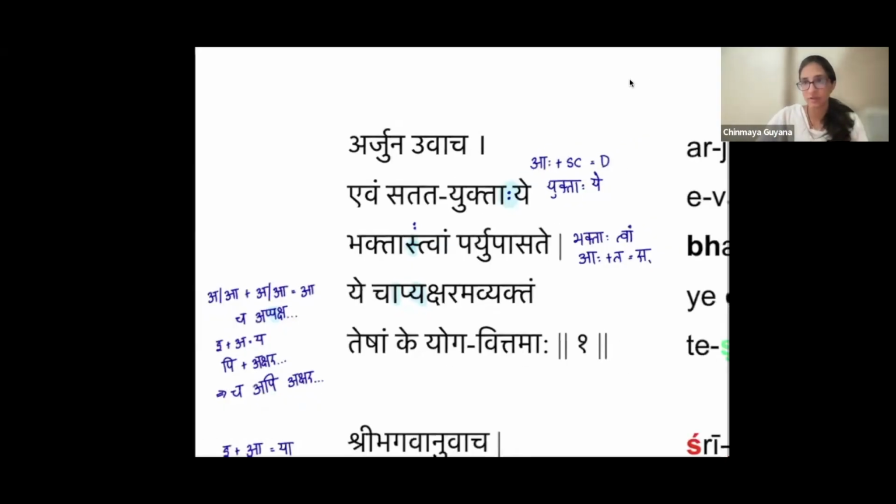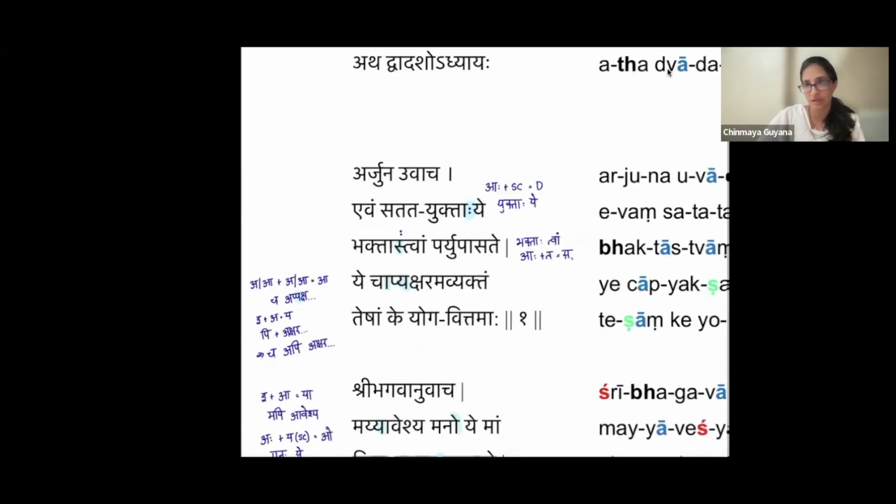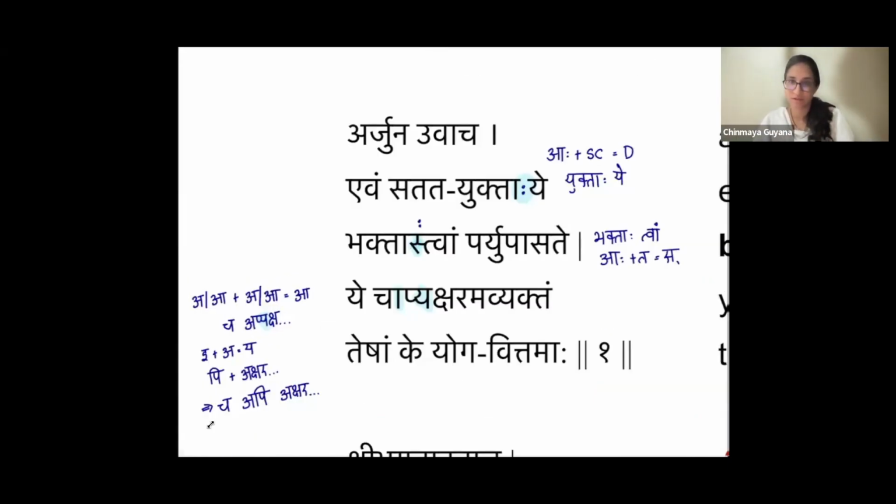See, the homework is meant for you to see your understanding. And if you don't do the homework and then you come to class and just see the answers, you don't actually learn Sanskrit.